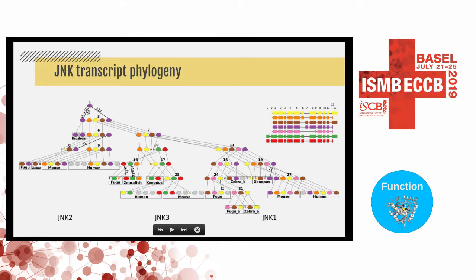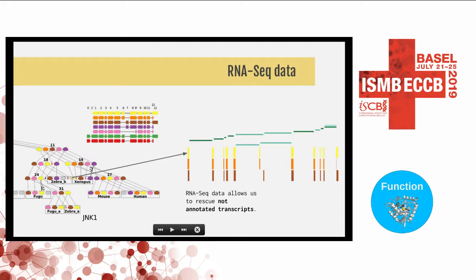The last case is the Shank protein family. Here we perform the reconstruction of the forest for the 3 proteins of the family. And one thing we can see is that, for example, the yellow transcript is not present in zebrafish because Ensembl is under-annotated, but we can use RNA-seq data to rescue these transcripts using the information of the phylogeny.